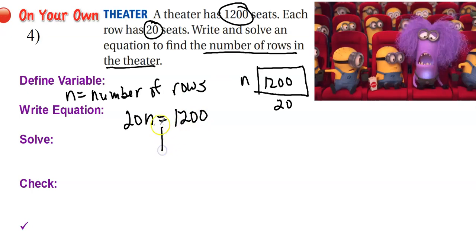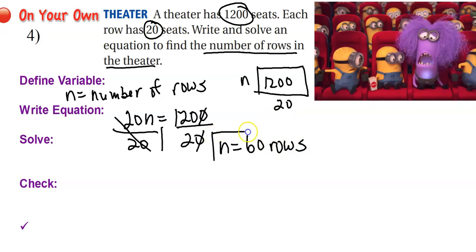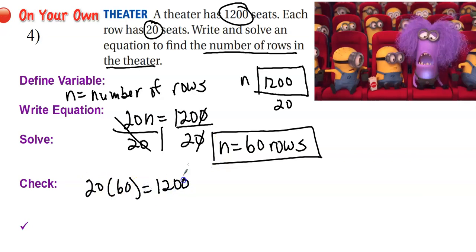I draw my balance scale. I divide both sides by 20. Remember, I'm going to get rid of the 0 here. That's dividing by 10. Now I can see that 120 divided by 2 is 60. N equals 60 rows. Let's go ahead and check our work. 20 times 60 equals 1200. 1200 equals 1200.